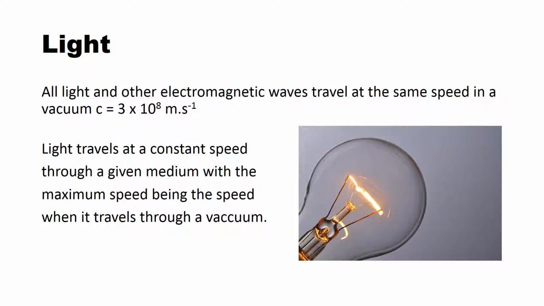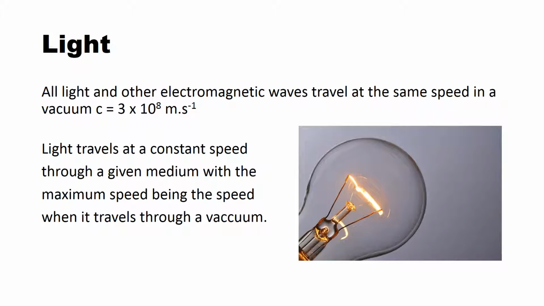In this video, I'm going to be looking at light and reflection. Now, we're going to begin by starting with what light is. You've probably got a very general sense of light. Light was covered to a small extent in your grade 8 year. All light and all other electromagnetic waves travel at the same speed in a vacuum.